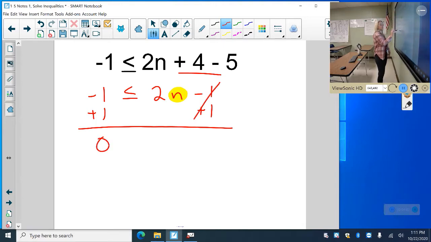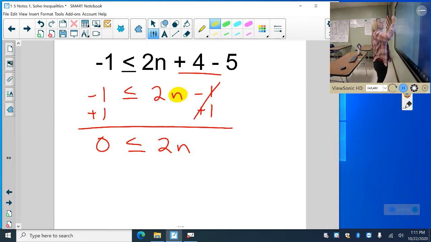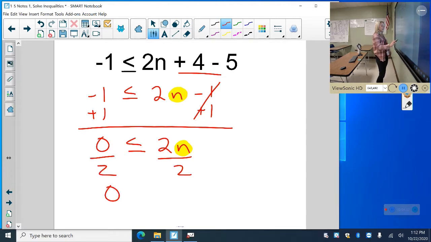Negative 1 plus 1 is 0, and this 0 we can take away. We still have 2n here. And now, how do I get rid of the 2? n is the variable I want to solve for, so I have to get rid of the 2, so I'm going to divide both sides by 2. 0 divided by 2 is 0. 2 and 2 cancel, and I'm left with 0 is less than or equal to n.